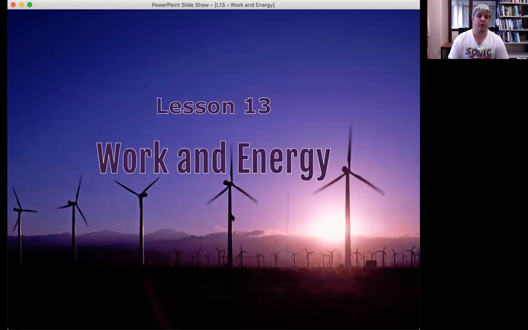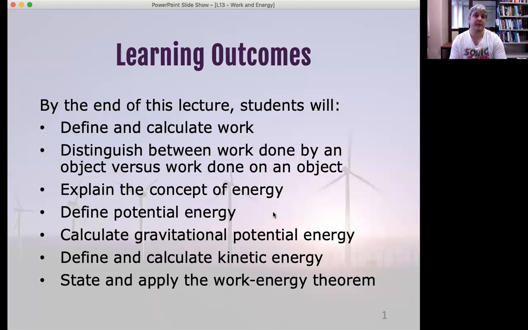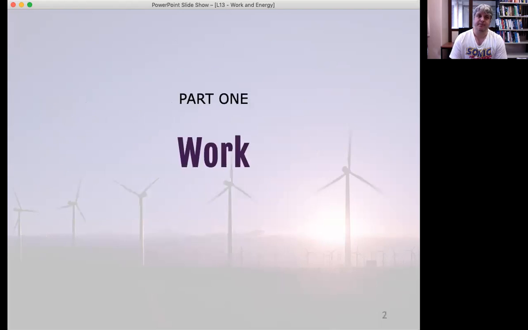So lesson 13 on work and energy. Our goals for today are to be able to define and calculate work, distinguish work done on an object versus work done by an object, explain the concept of energy, and define a couple of different types of energy, that is potential energy and kinetic energy, along with calculating those. And finally, we'll look at the work energy theorem briefly.